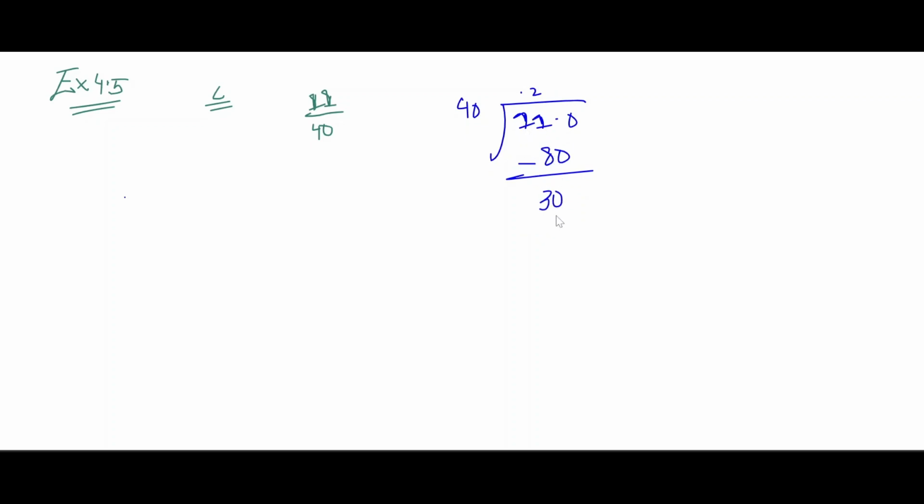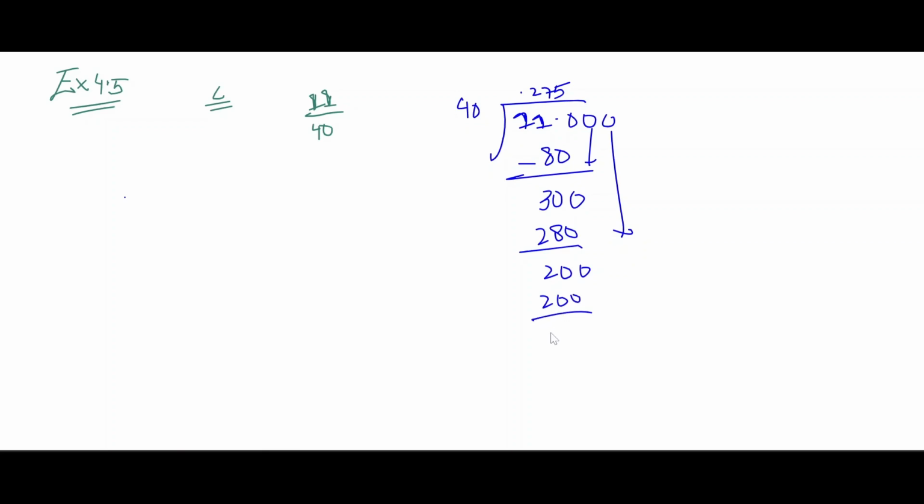110 minus 80, we will get 30. Then 0 will come down, and it's 300. Now we will divide 300 by 40. It will be 7 into 40, it's 280. So we will get 20. Now 0 will come down, towards 200. It will become 220. Now for 200 divided by 40, 5 into 40 is 200.